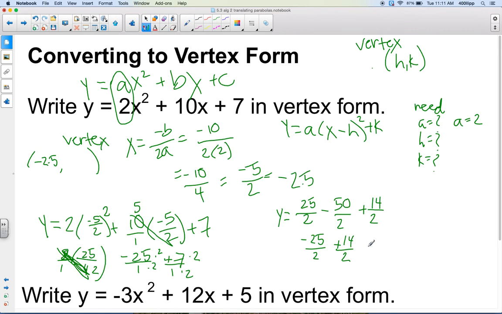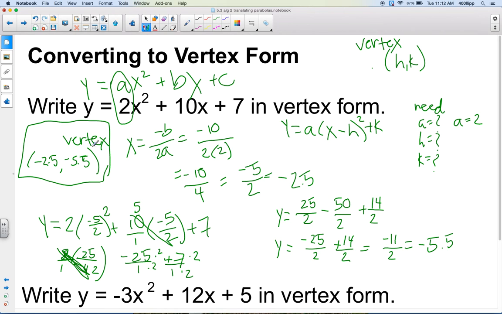So we get the y-coordinate of our vertex. So we're doing negative 25 plus 14. That's going to give us negative 11 over 2, which is the same as negative 5.5. And that's the y-coordinate of the vertex, negative 5.5. You can leave it as a fraction if you want, or you can write it as a decimal.